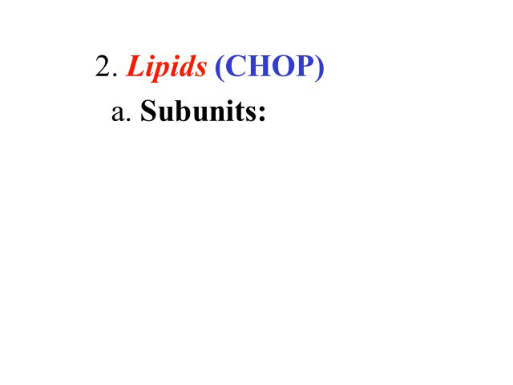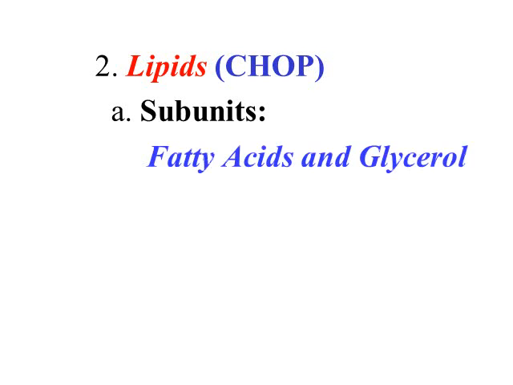To build a lipid, again, we need two parts. We need what's known as a fatty acid chain, and we need a glycerol molecule. Now, different lipids are built with different numbers of fatty acid chains. Some have one, some have two, some even have three.